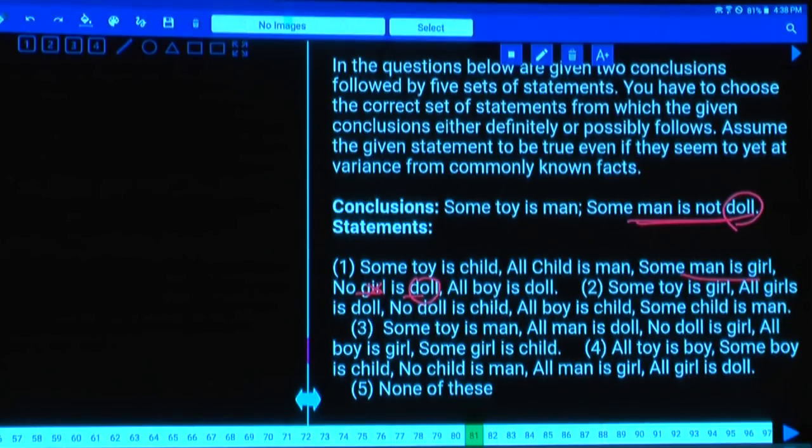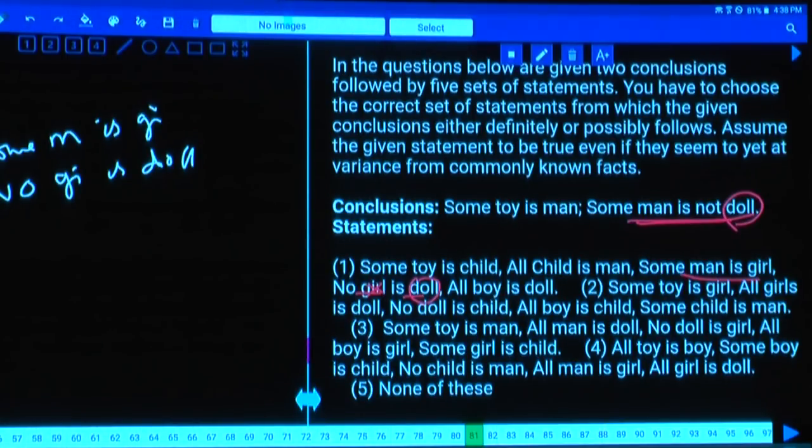Now, some man is girl, and the next one, no girl is doll. Earlier we discussed this: we should have a common word between these two statements, the middle word. If there is no common word, we cannot relate two statements. To have a link between these two statements, we should always have one common word. And see here, what is the common word? Girl is the common word.